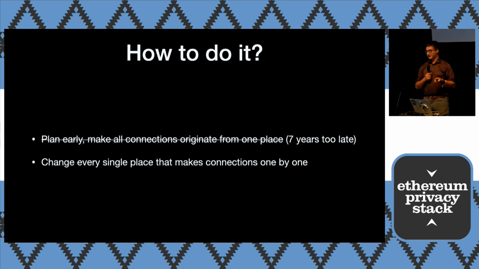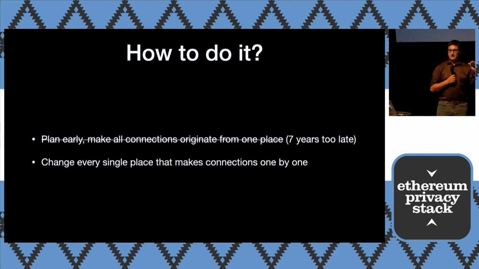So the best way to do it is plan early, make all connections originate from a single class, have it really well prepared. But sadly, Cake Wallet is 7 years old, and I joined it 2 years ago, and Tor was implemented a year ago. So this option is clearly a no-go for us.